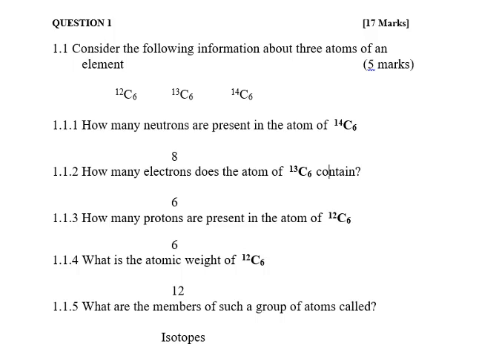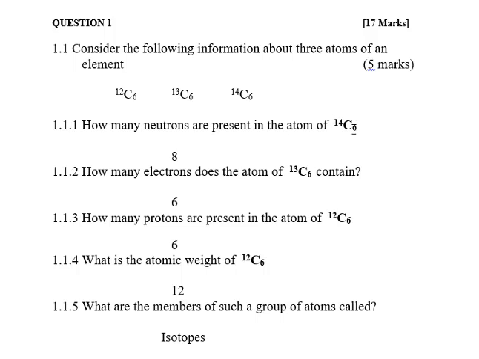The question says, consider the following information about three atoms of an element. So here we have carbon 6, carbon 12, carbon 13, and carbon 14. The element here is carbon, and there are three variations of carbon. Now let's look at question 1.1.1. It says, how many neutrons are present in the atom of carbon 14?